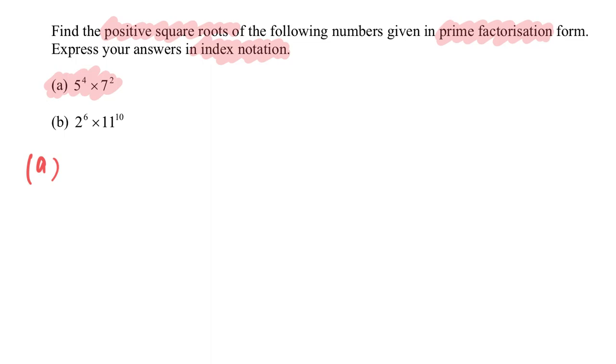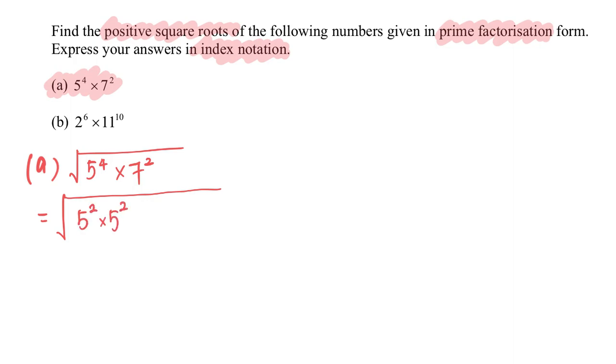square root of this number, and so the square root of 5 power 4 times 7 square, I can actually rewrite this whole thing as, I could break them out into 5 power 2 times 5 power 2, 7 times 7. And I could do some rearrangement, just so that you can see it.